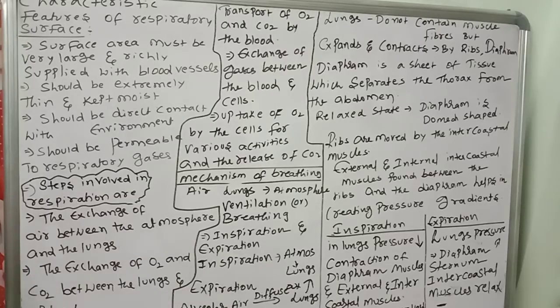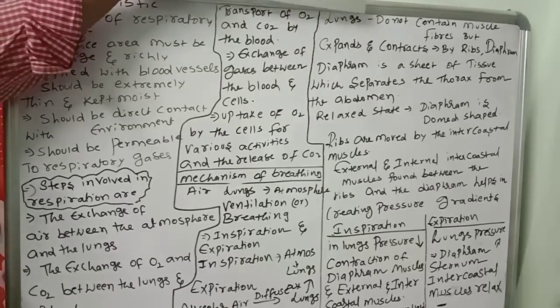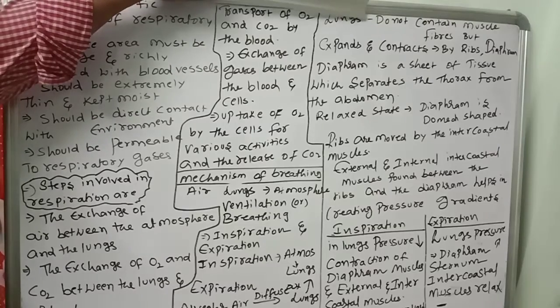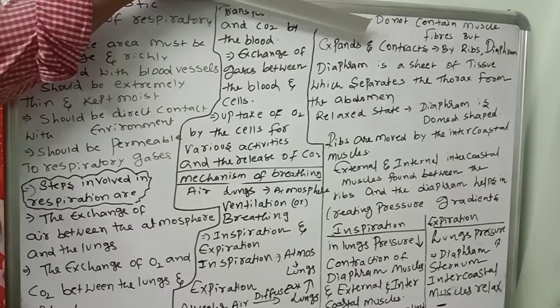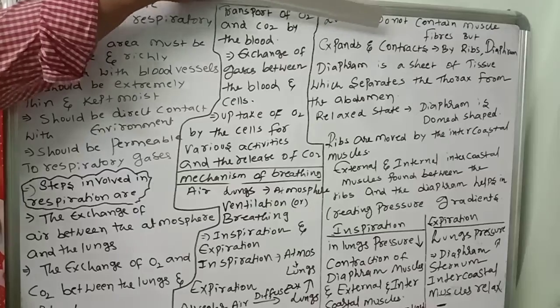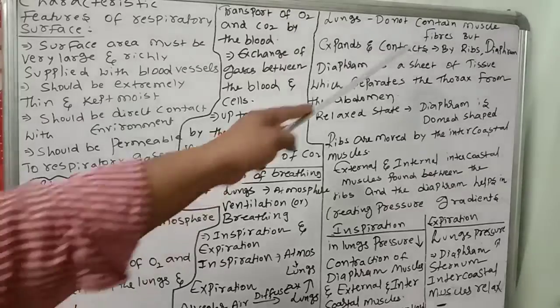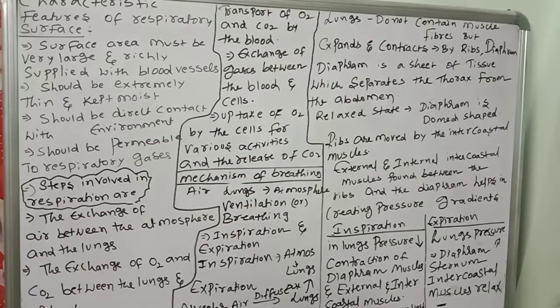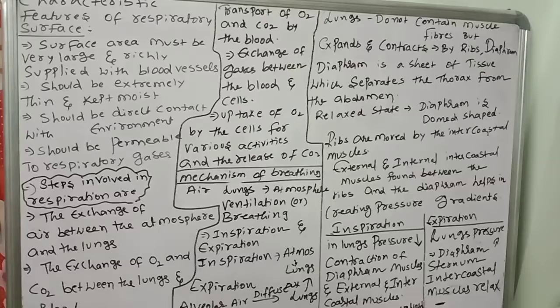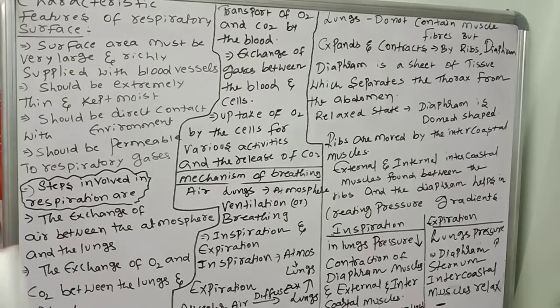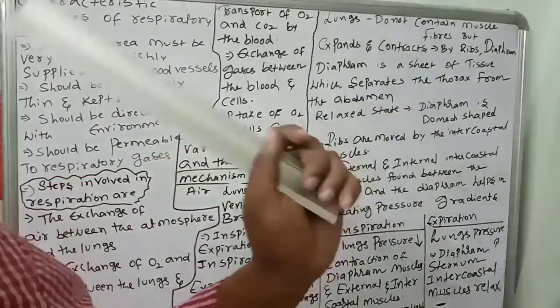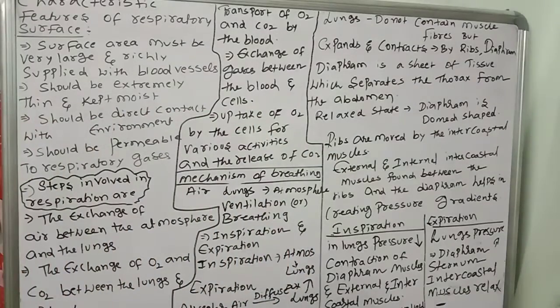Another point: lungs do not contain muscles. Lungs do not contain muscle fibers, but they expand and contract by the ribs and diaphragm. That is important. You know very well where the ribs and diaphragm are present. By the movements of the ribs and diaphragm, the lungs expand and contract. You should remember these points.